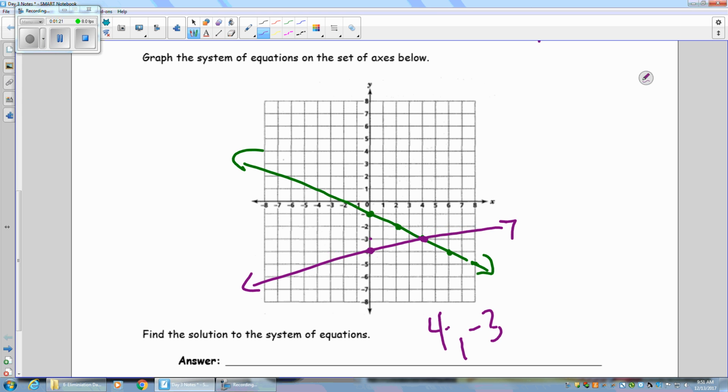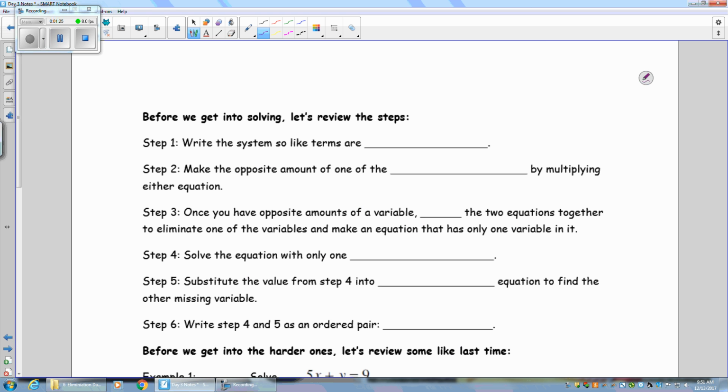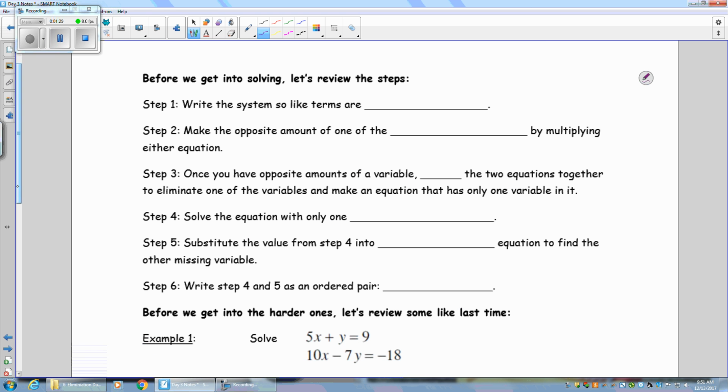Alright, sweet. So before we get into new stuff, I want to review some old stuff again. I'm going to review what we did yesterday, because I actually think the jump from 2 days ago to yesterday is going to be a little bit tougher than the jump from yesterday to today. So again, we're doing elimination. So the biggest thing is that we have to write the system so all our like terms are aligned, right on top of each other.